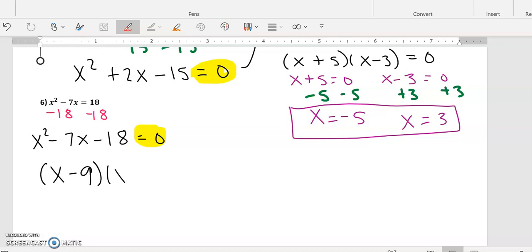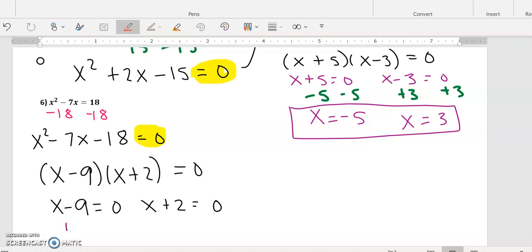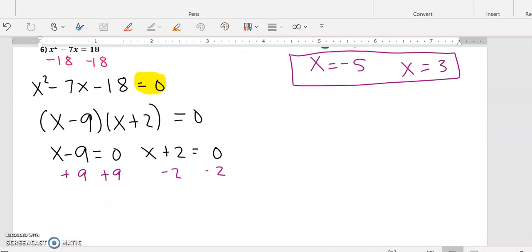X minus 9, x plus 2. We need little mini equations next. Add 9 to both sides. Subtract 2 from both sides. Sorry, I'm running out of time.